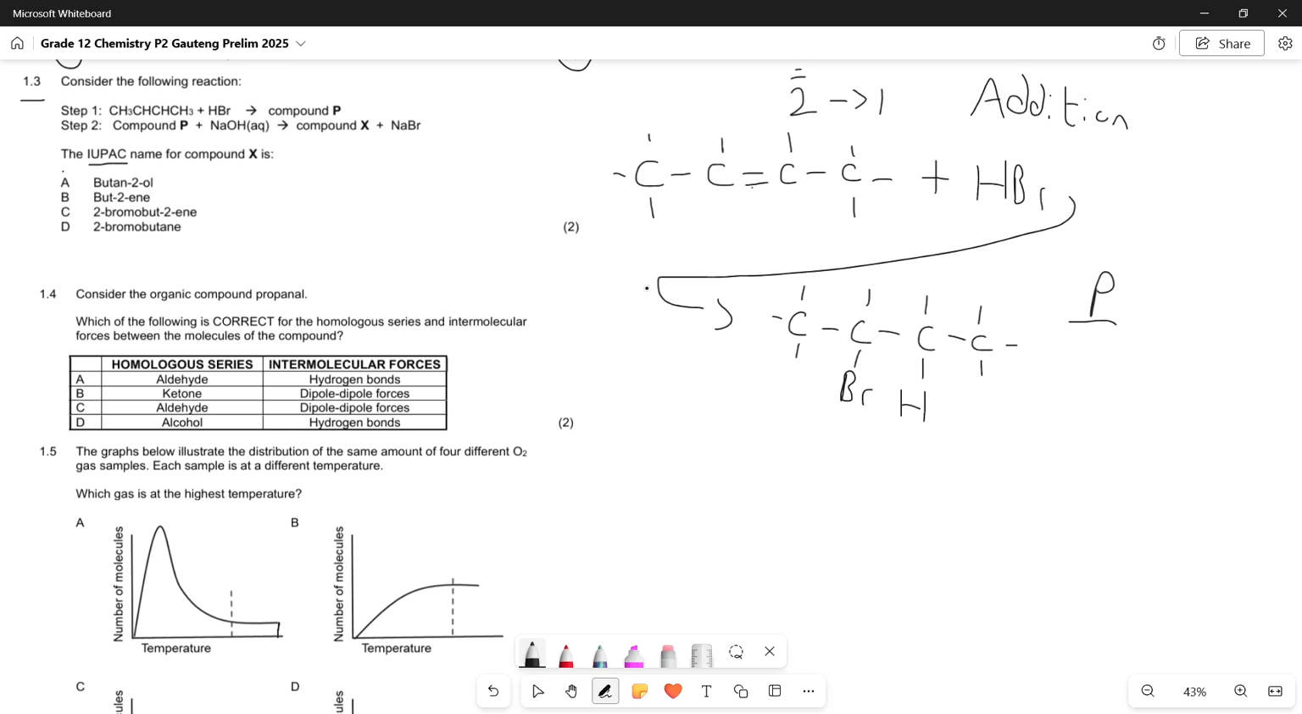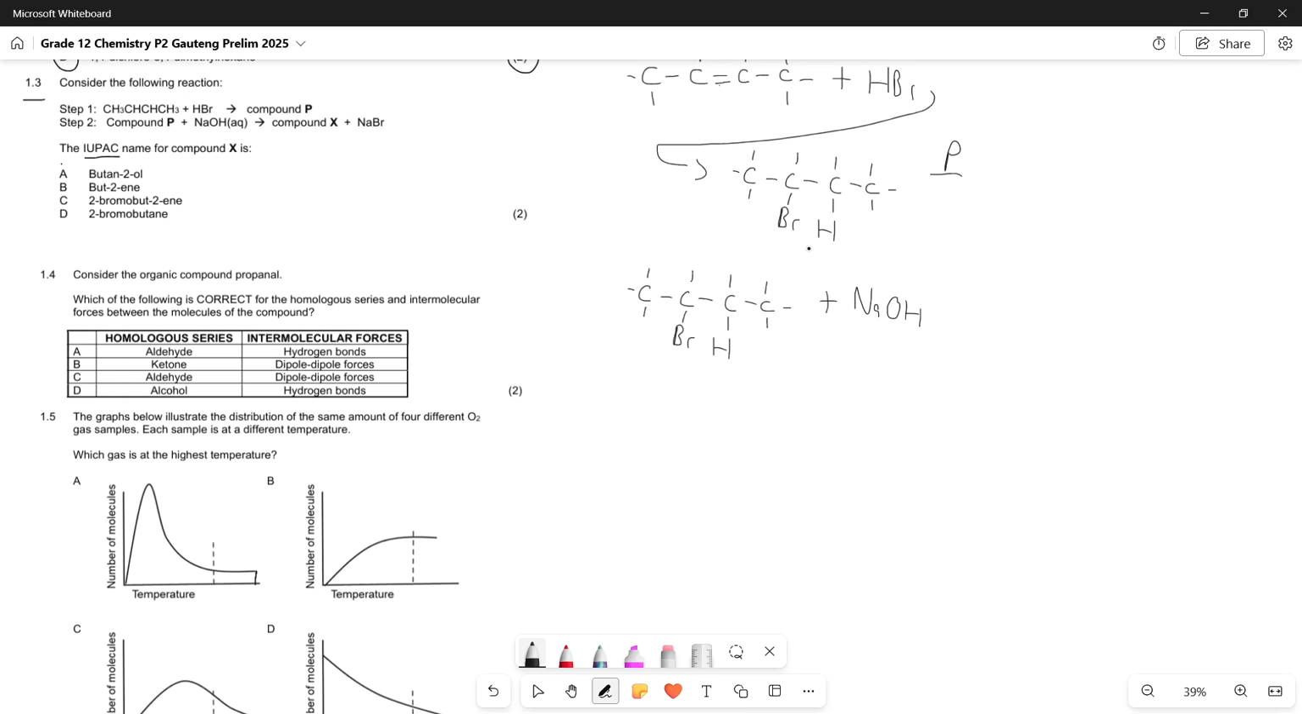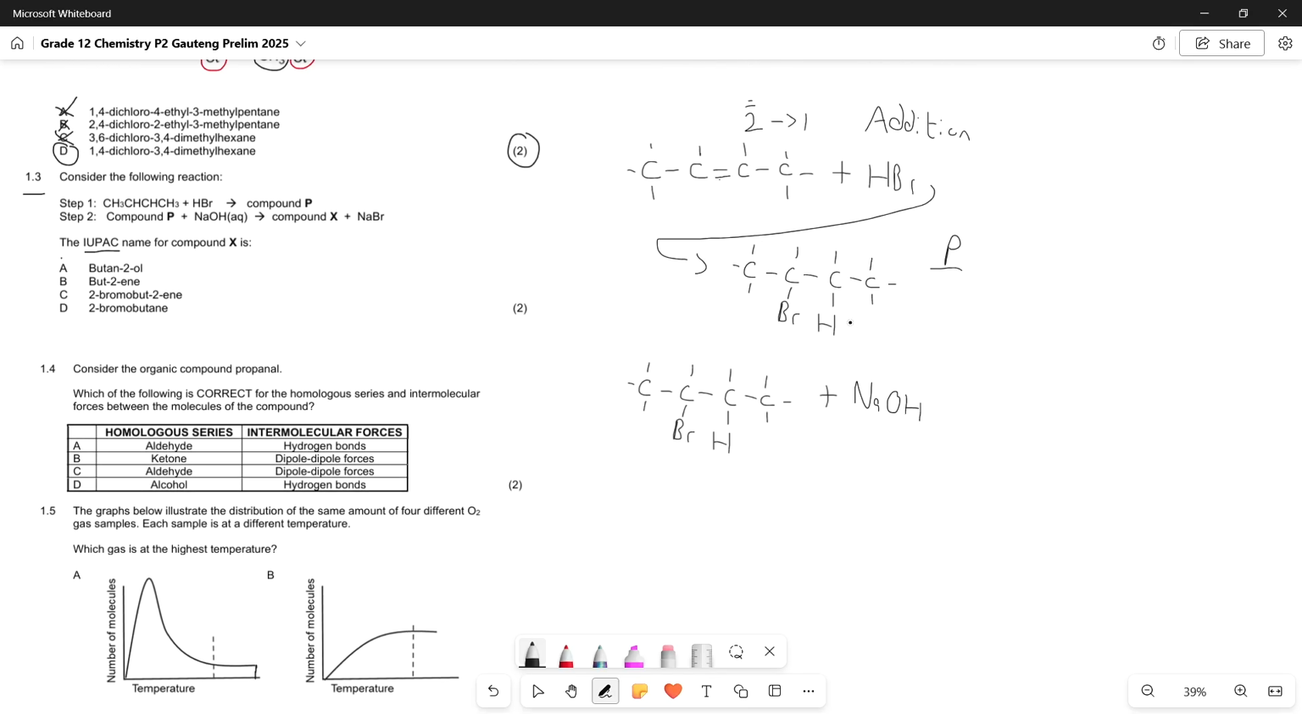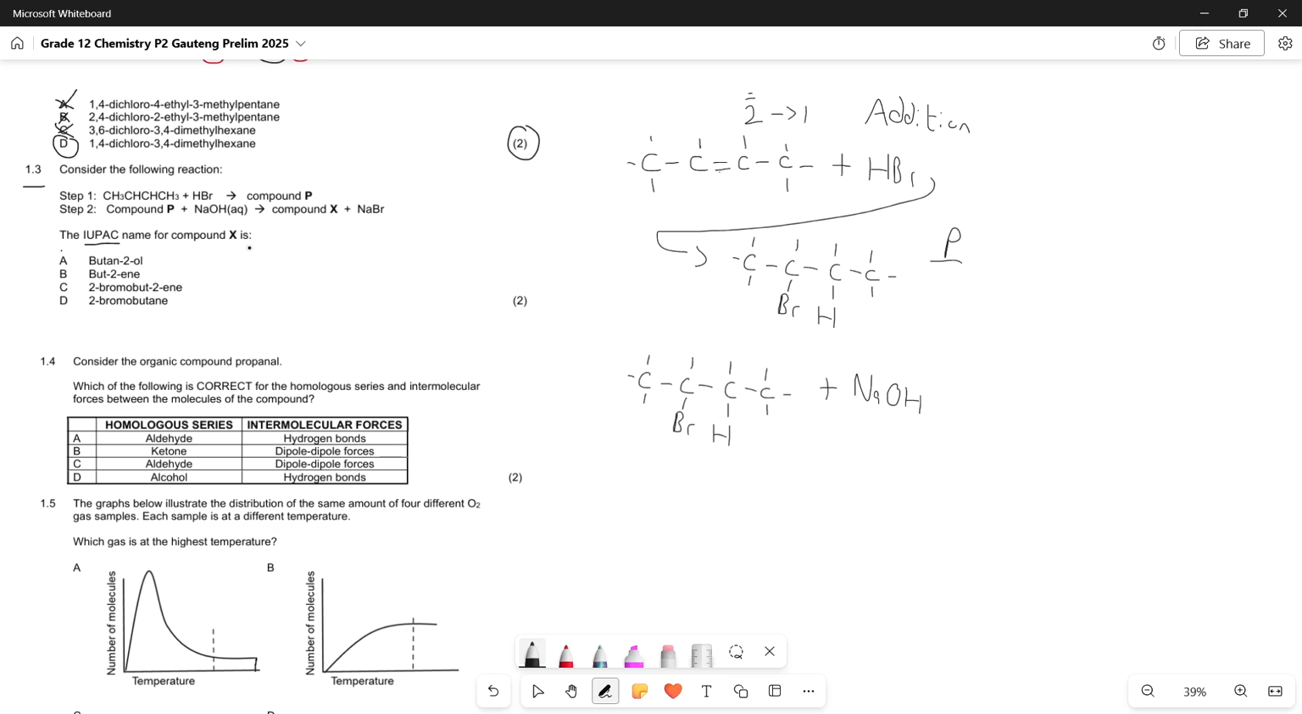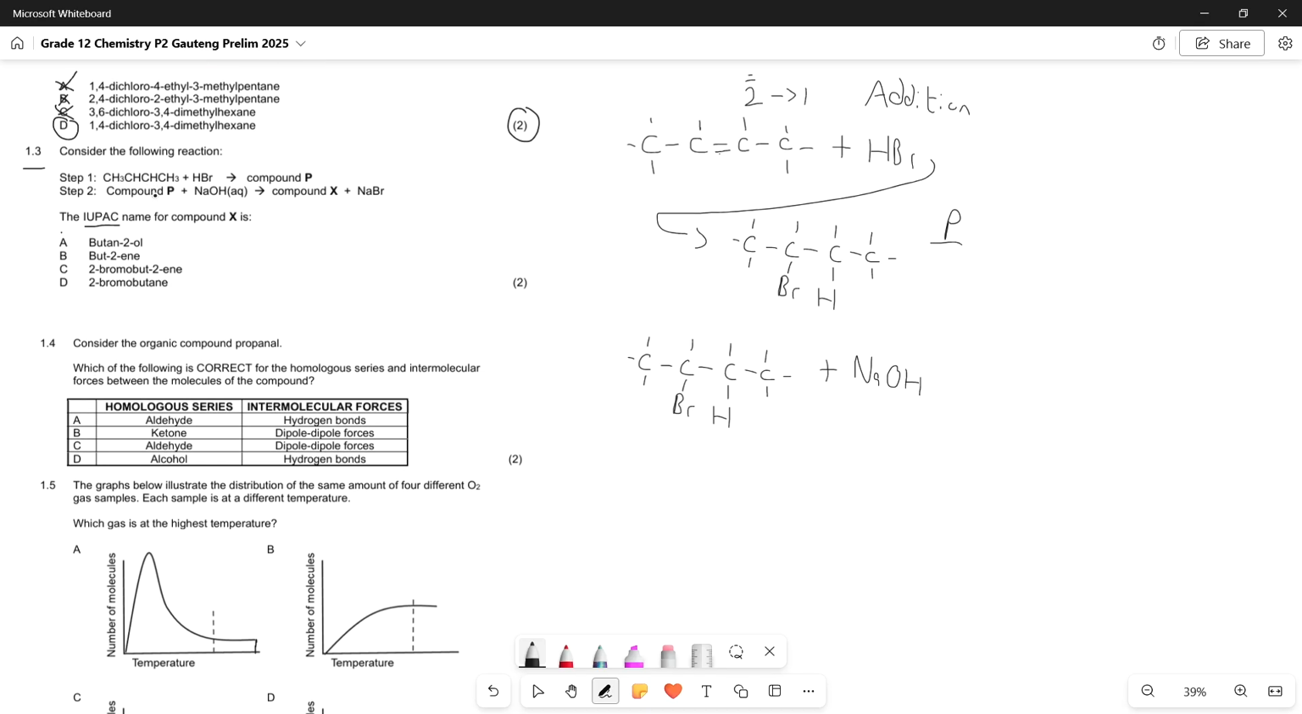So this is P for us, and then they're taking P and adding NaOH. So we are taking this compound over here and we're adding NaOH. And now we may be asking ourselves, is this an addition reaction, an elimination reaction? What's happening? Because we're seeing our compound P here, a halogenoalkane with single bonds, and we have NaOH.